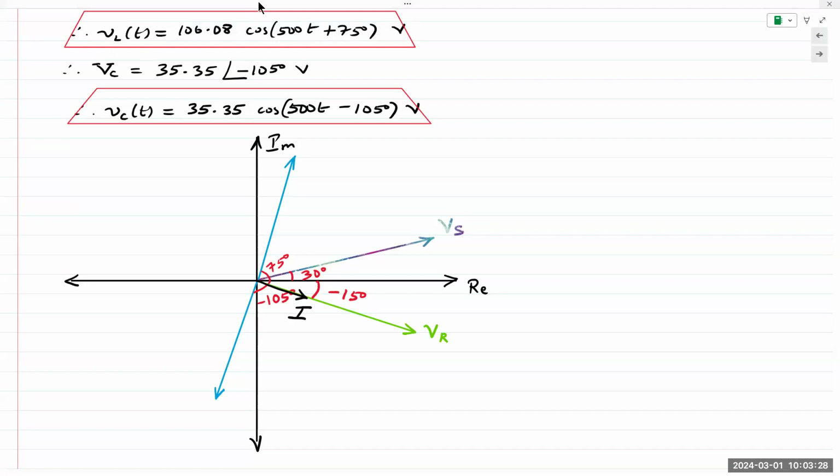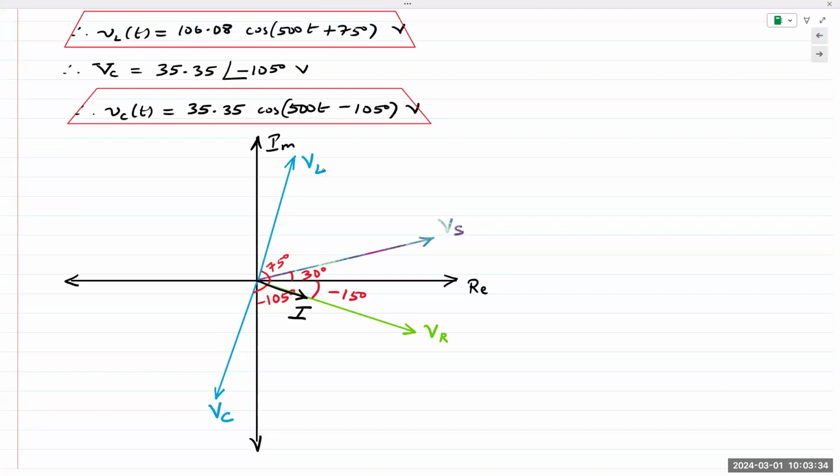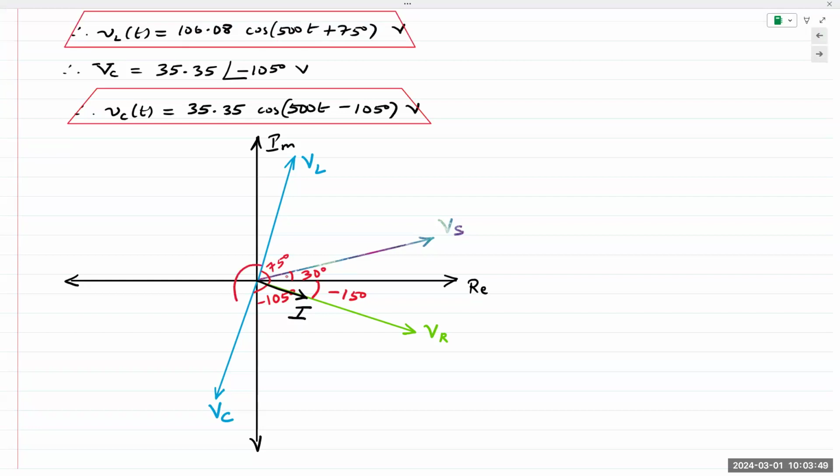So this is VS, this is VL, and this is VC. The difference between the current and the inductor voltage is plus 90. And VL and VC are exactly 180 degrees out of phase. And so that's the phasor diagram for all. Positive phase angle is counterclockwise. Negative phase angle is clockwise.